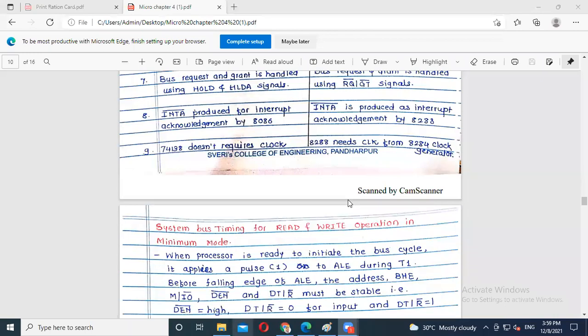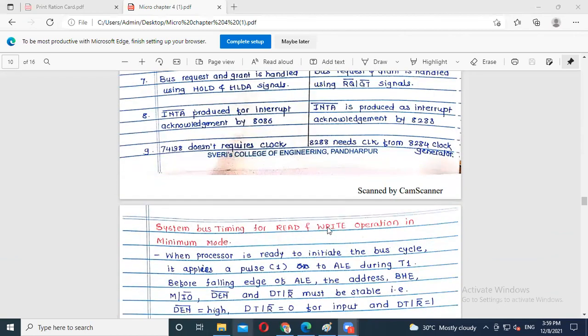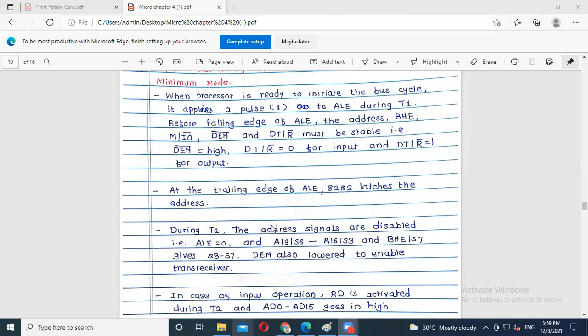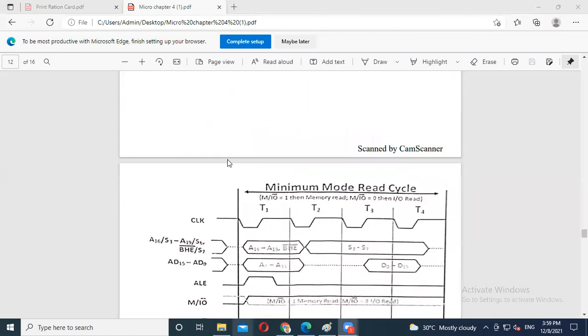After that, at the last point in the fourth unit, there is a system bus timing for read and write operation for the minimum mode and for the maximum mode. So this one we are going to explain in the lab programs, because those signals are going to be formed.